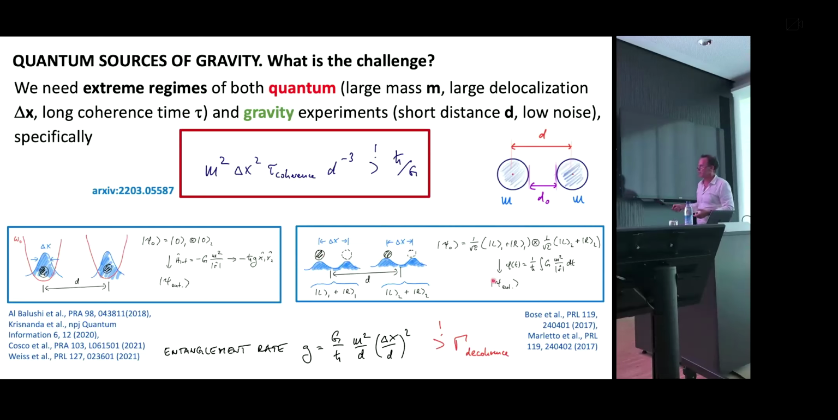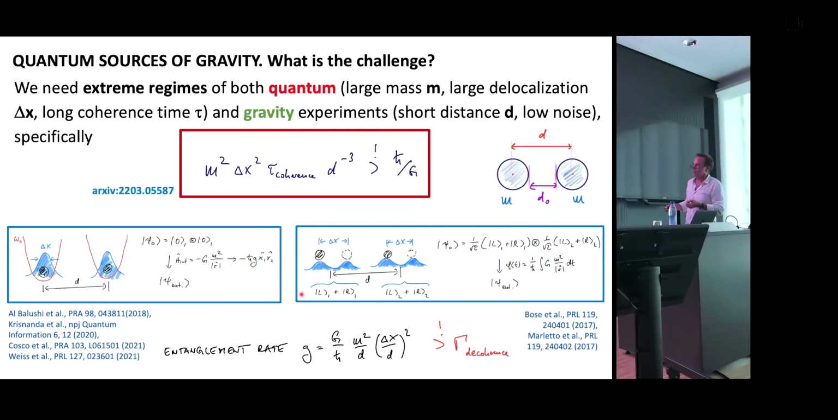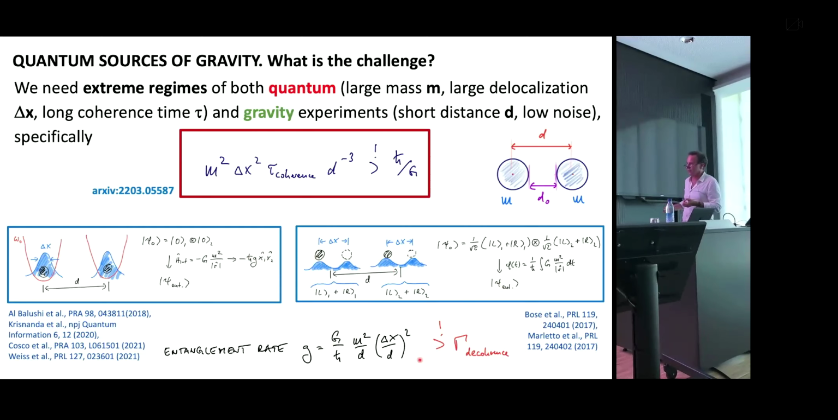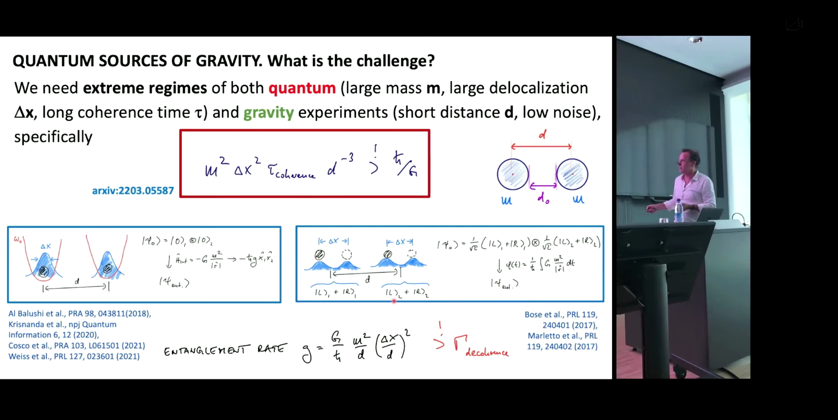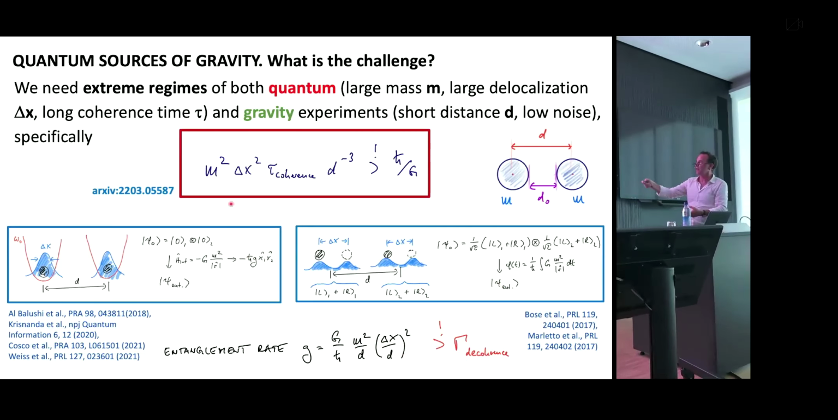It also generates entanglement. And the interesting thing is, even though these two configurations look very different, the rate at which you generate entanglement is actually the same. So it's G over h bar, mass squared divided by d cubed times delta x squared. And of course, in order to generate entanglement, this needs to be larger than the decoherence rate. You rewrite that as 1 over the coherence time, and you arrive at our very simple expression up there. So that is the background.